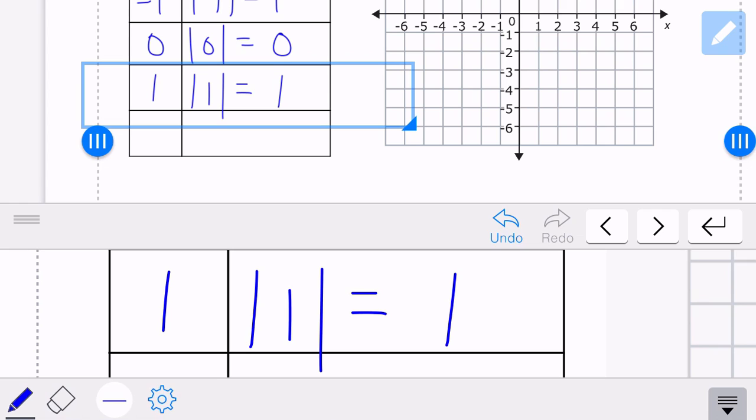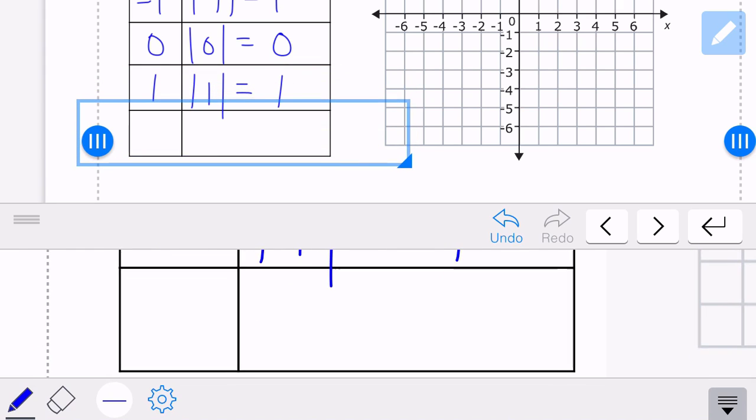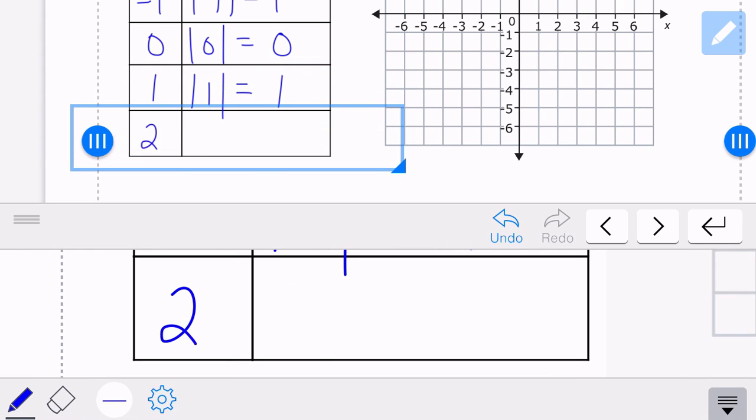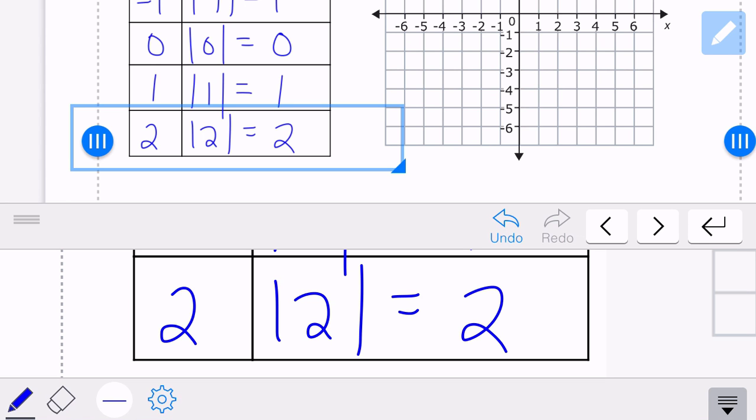Okay, so a lot of people get tripped up and think that it switches the sign. It doesn't do that. It's asking how many units is that number away from 0. So when I put in +2, 2 is 2 units away from 0.